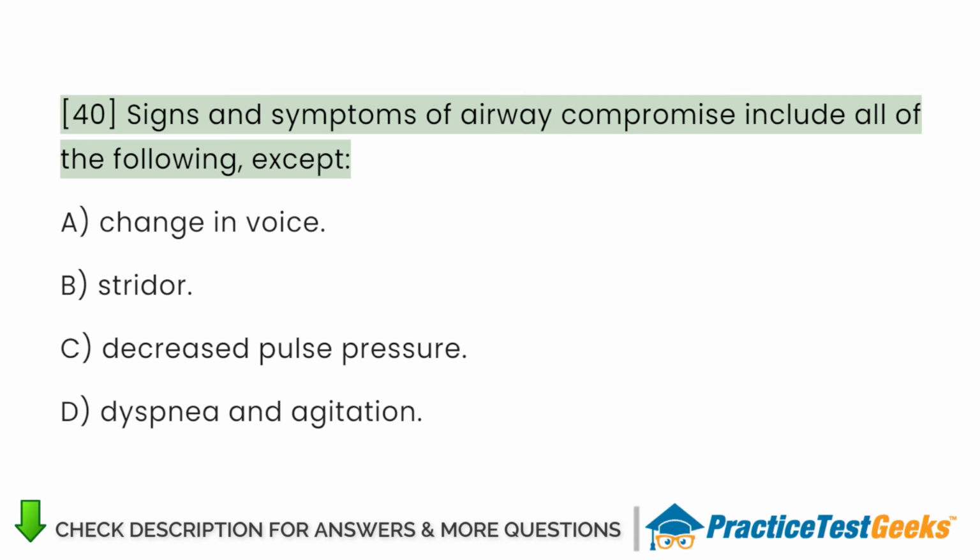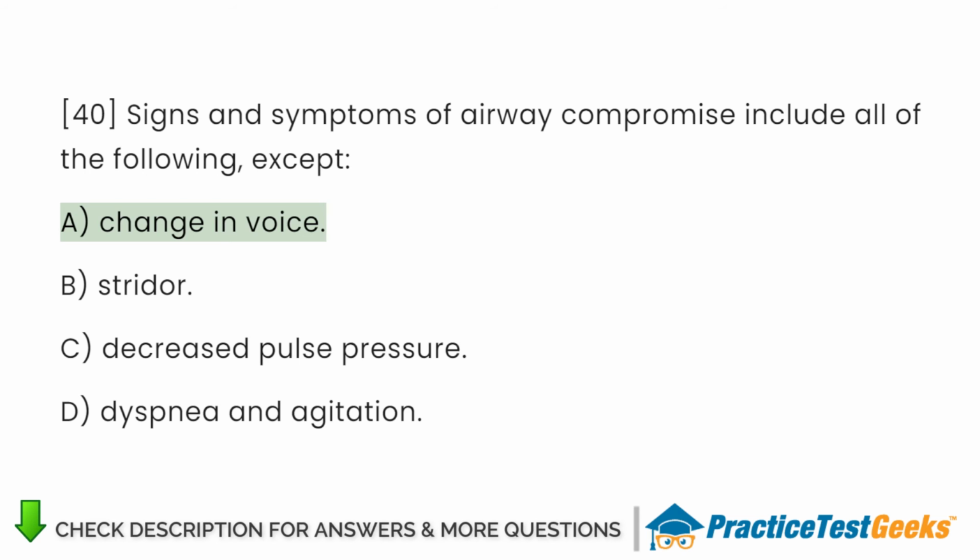Signs and symptoms of airway compromise include all of the following, except A. Change in voice, B. Stridor, C. Decreased pulse pressure, D. Dyspnea and agitation.